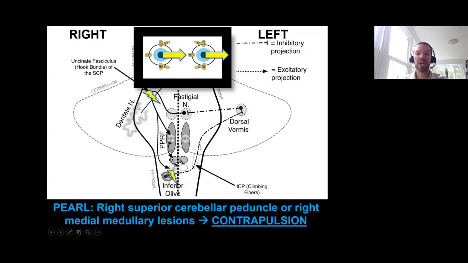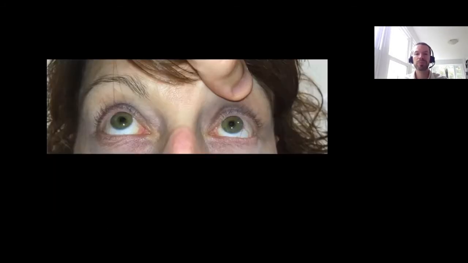So if you have a medial medullary lesion, you might also have upbeat nystagmus. If you have a superior cerebellar peduncle lesion, you might have ataxia on the opposite side. That can help you to localize. You might have other oculomotor features that give you clues as to where the problem is.